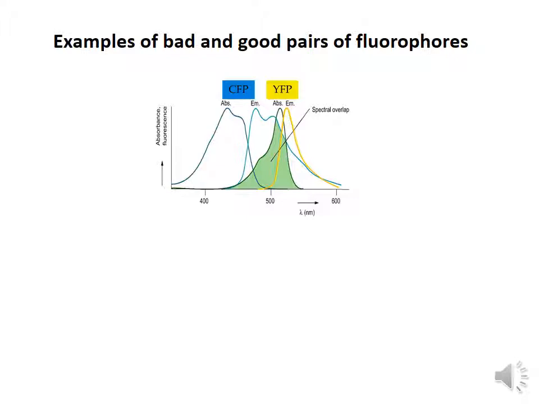For instance, if the emission spectrum of one fluorophore, like CFP, overlaps with the excitation spectrum of another fluorophore, such as YFP, you can photobleach the second fluorophore by continuous excitation from the first fluorophore, and the obtained signal will not be optimal.